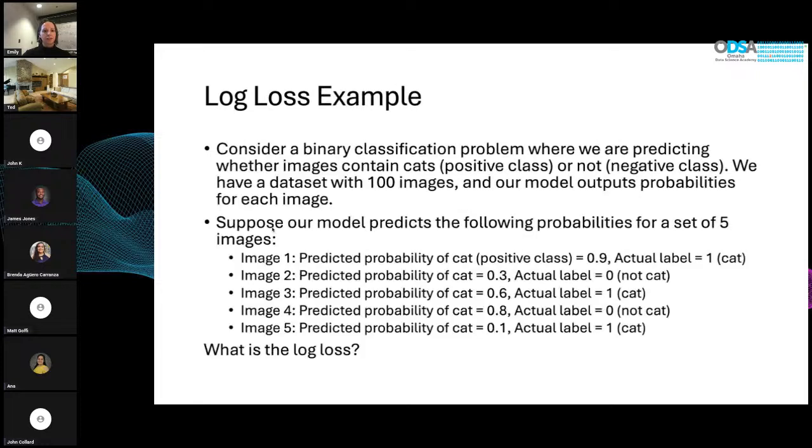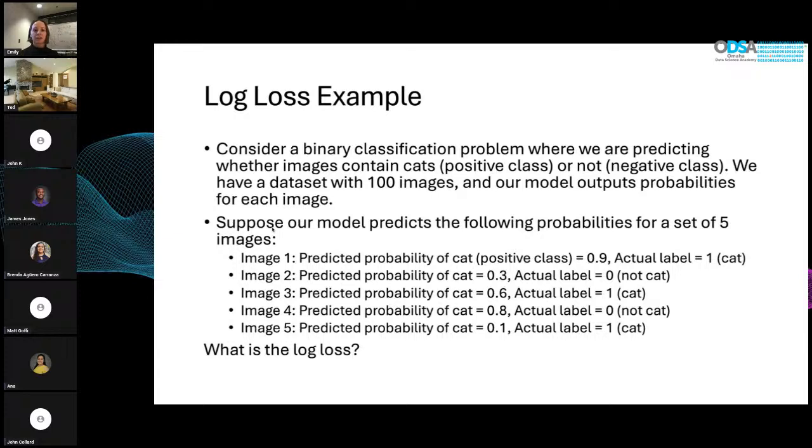Okay, let's walk through an example. This is not going to be a coding example, but just a write-it-out example, and then we're done for today. So consider this binary classification problem. We're predicting if an image has a cat in it or not. The cat is the positive class. No cat is the negative class. We have 100 images in our data set. Here are the predicted probabilities for 5 different images.